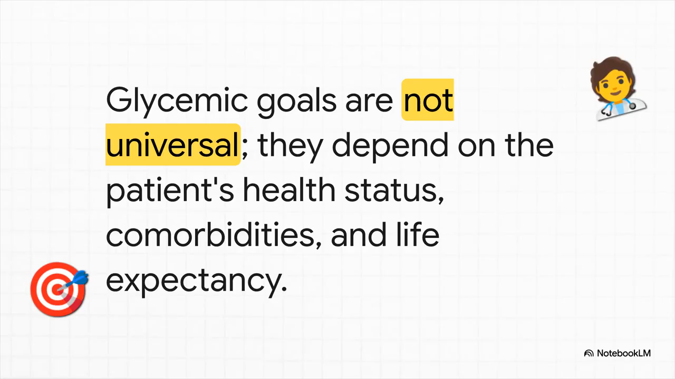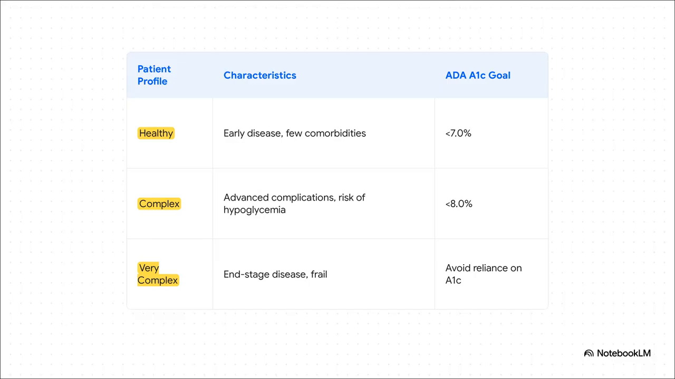This is the new mantra. Seriously, we are not treating a number on a lab report. We are treating the human being sitting in front of us. A 40-year-old who's otherwise healthy is a completely different universe from an 85-year-old with heart failure and kidney disease. Their goals have to reflect that reality. And this table really brings that idea to life.